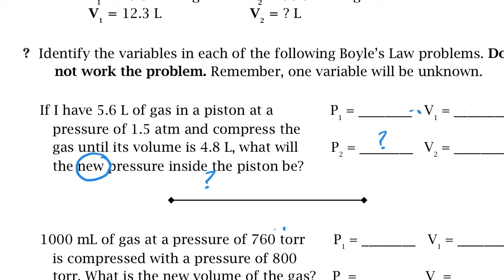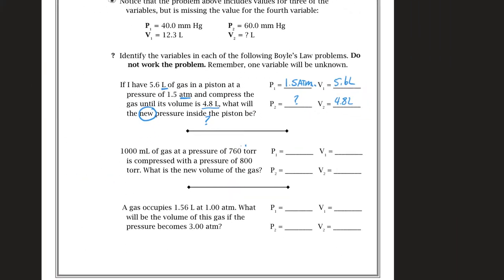So now, if that's my P2, I'm going to look for my V2, my ending volume. Here I am starting with a volume of 5.6. We compress it till the volume is this, so that has to be my ending volume. Now I'm going to go for my starting ones. That becomes pretty easy. The pressure unit in these two numbers is atmospheres. The volume unit is liters, so it's 5.6 liters. You go ahead and do the next two.